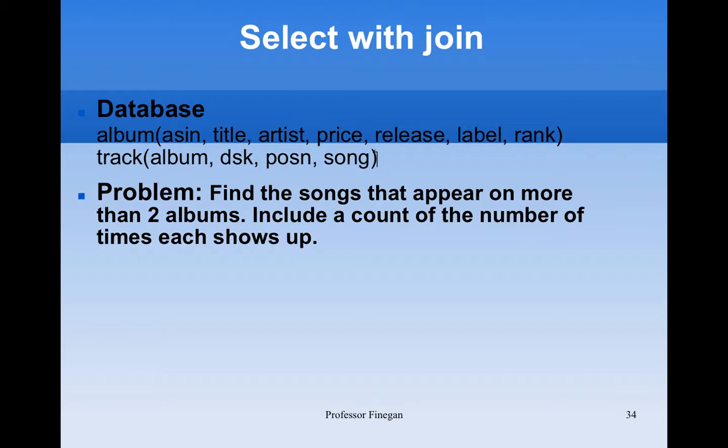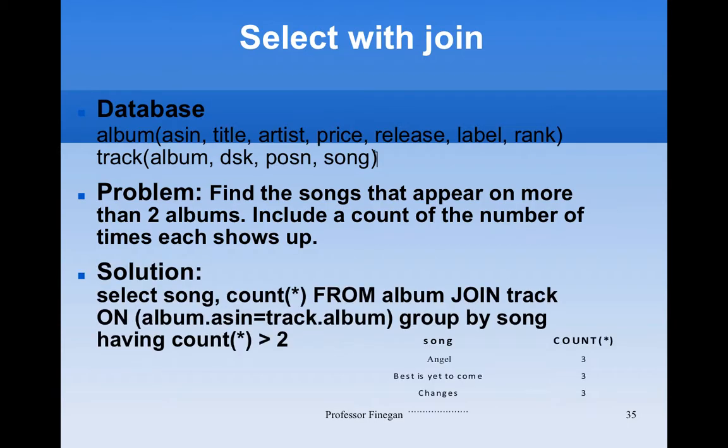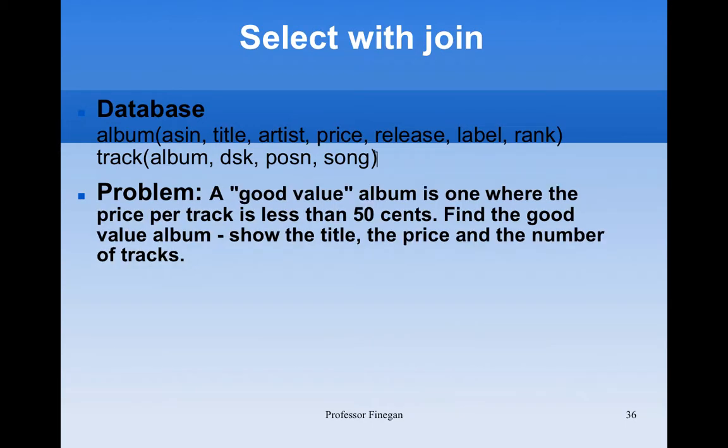Another example, if I'm going to find the songs that appear on more than 2 albums and include a count of the number of times each shows up. You'll see I've got my select song and count, I'm using my join statement, I'm using my on, and I'm grouping by something having count. So you're able to add and mix in different commands and different functions. It's just all about the order that you're doing.